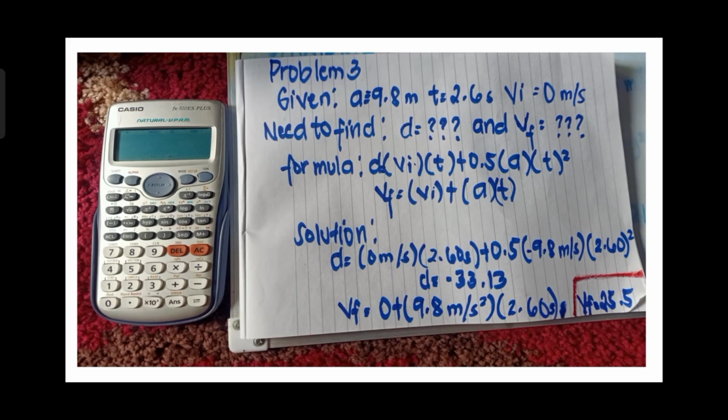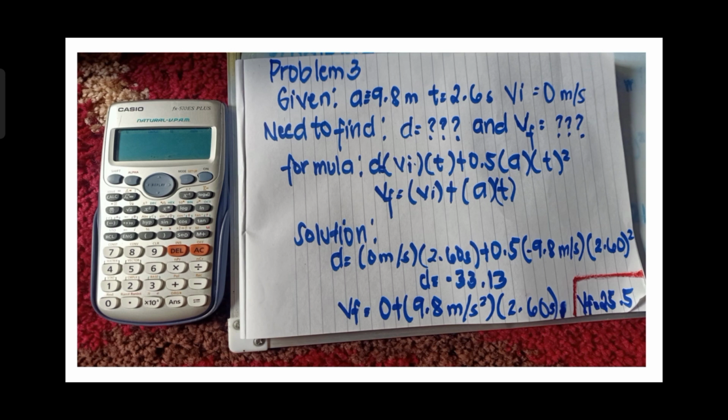Formula: D is equal to initial velocity times time plus 0.5 times acceleration times time squared. And the formula for final velocity is initial velocity plus acceleration times time. Let's now proceed to the solution and substitution.